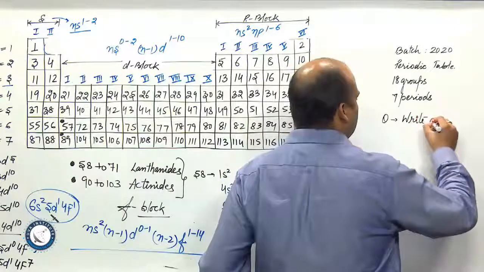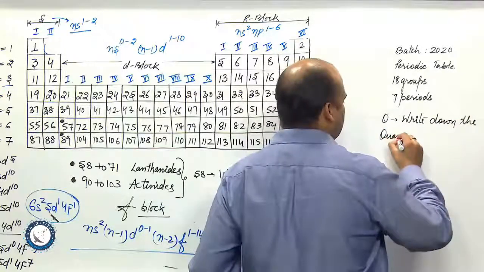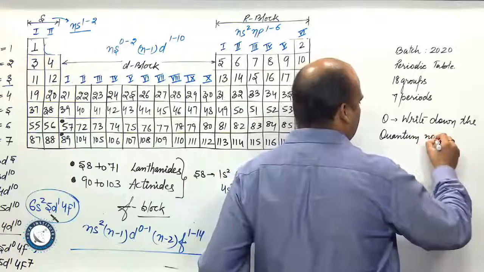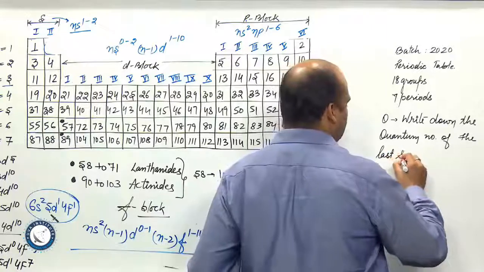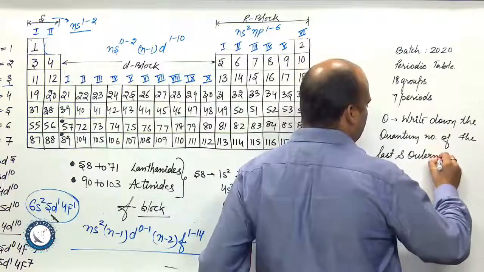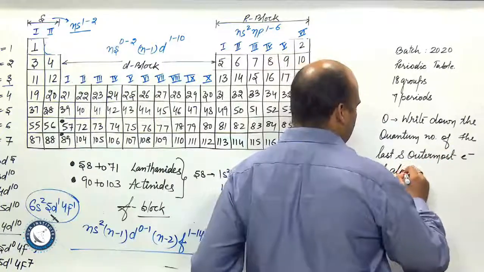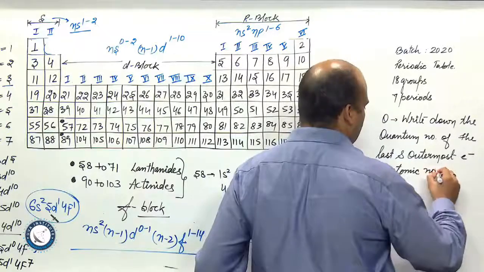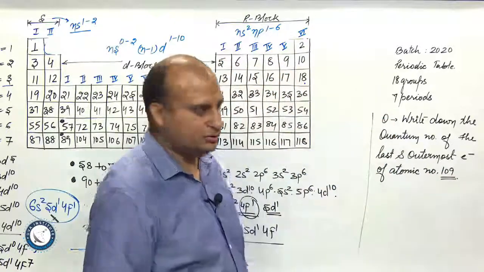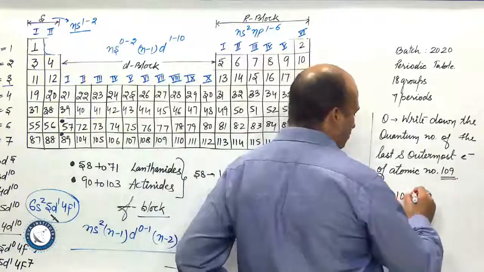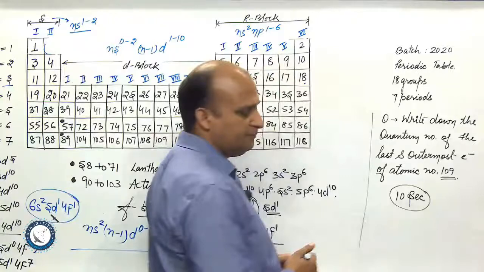write down the quantum numbers of the last and outermost electron of atomic number 109. Suppose you have to solve this question and I give you a time of 10 seconds only. Okay. So your time starts now.